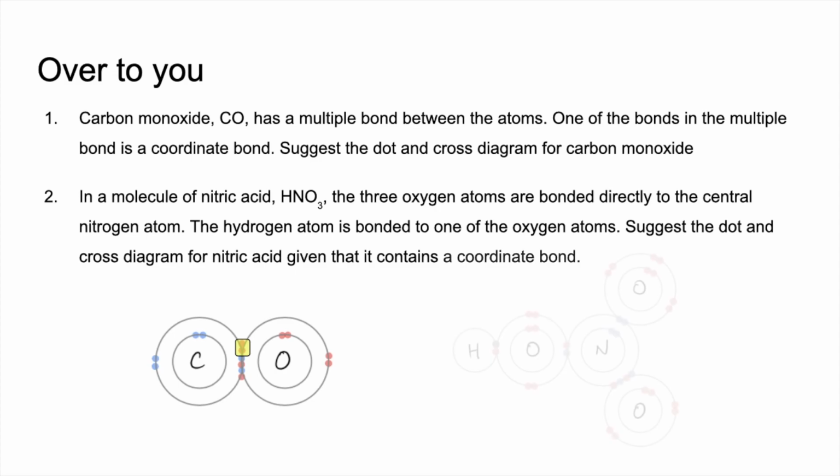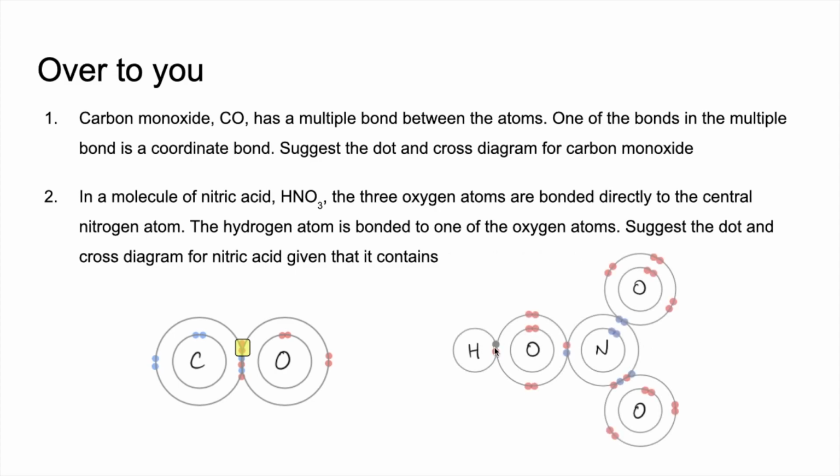And the nitric acid looks like that. So we've got regular covalent bonds here and here. We've got double covalent bond here, and there's that coordinate bond between the nitrogen and the oxygen.